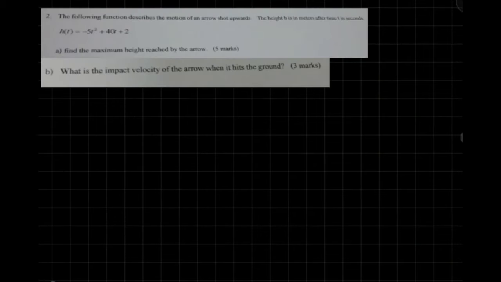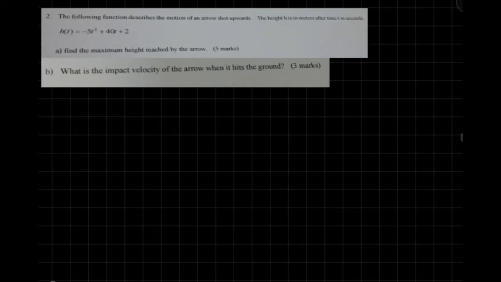The following function describes the motion of an arrow shot upwards. The height h is in meters after time t in seconds. H of t is equal to negative 5t squared plus 40t plus 2. Find the maximum height reached by the arrow. What is the impact velocity of the arrow when it hits the ground?